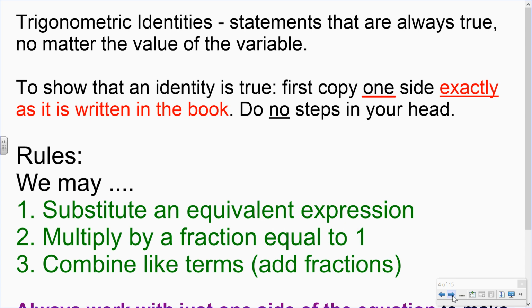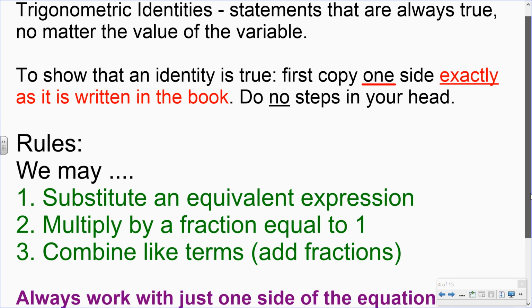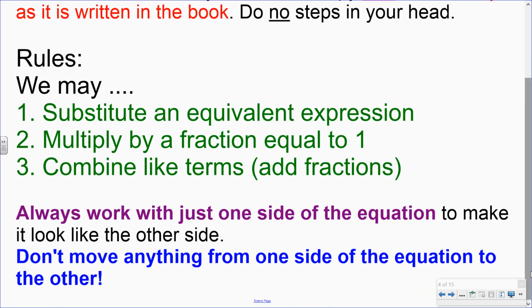If we have the cosine of x plus the cosine of x, we can say 2 times the cosine of x. Or if we have two things with the same denominator, something over the sine of x plus something over the sine of x, we can combine those as one fraction by adding the numerators. Those are the 3 things that you may do when you are verifying trig identities. And as I said, start with one side and change that and change it again and again, show every single step, but you don't move things from one side to the other. That much sort of makes sense so far.